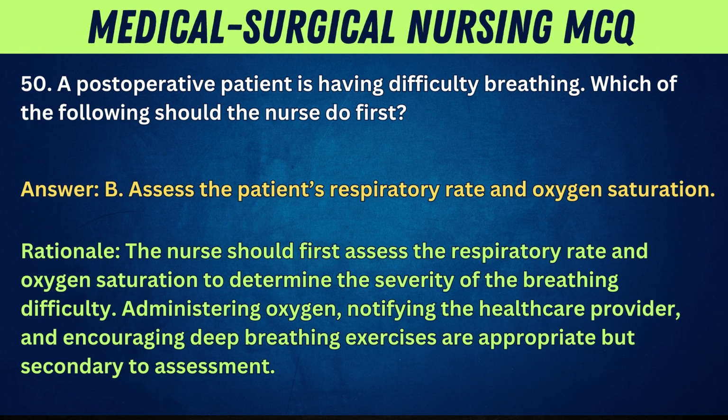Answer: B. Assess the patient's respiratory rate and oxygen saturation. Rationale: the nurse should first assess the respiratory rate and oxygen saturation to determine the severity of the breathing difficulty. Administering oxygen, notifying the healthcare provider, and encouraging deep breathing exercises are appropriate, but secondary to assessment.